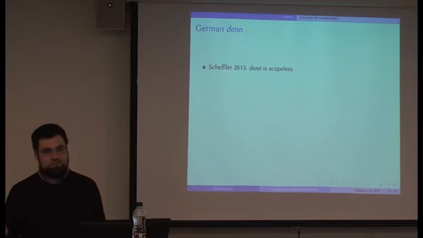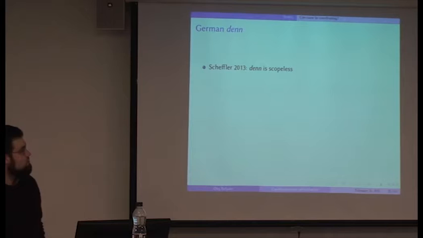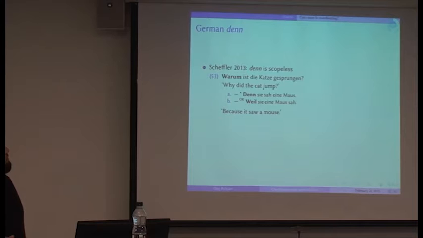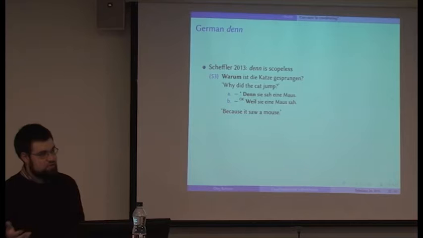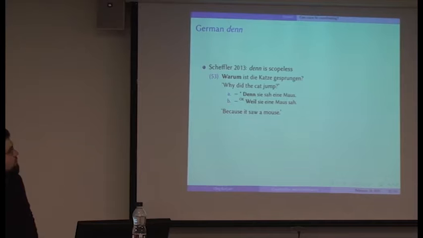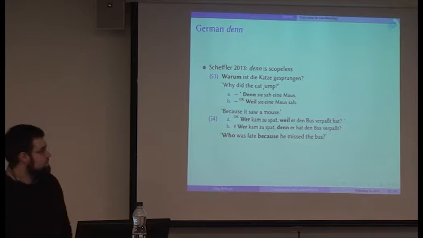And this also corresponds, according to a recent book by Scheffler, to their scope properties. Namely, only weil clauses can surface as answers to questions, that can be in the focus of a question, whereas denn clauses cannot be in the scope of any semantic operators such as focus. So in 53, why did the cat jump? Because it saw a mouse. Because can only be weil, the subordinating clause, and not denn. And similarly, in the scope of a question, we can only find weil and not denn in German.